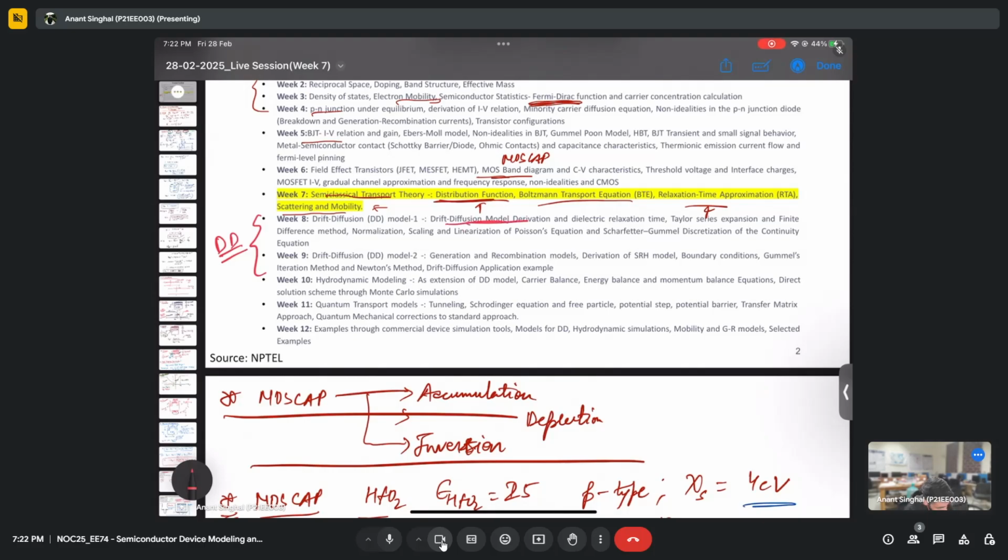They are divided into two parts. The second part is the generation and recombination rate. Then we have the SRH model, which is the Shockley-Read-Hall model. Then we have some boundary conditions, some Newton methods and some applications. The first part covers the linearization of Poisson's equation and the Gummel discretization. We also have a long continuity equation derivation, and using this we'll cover the drift diffusion part.